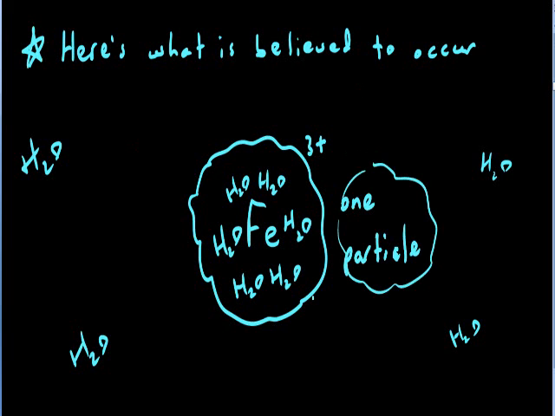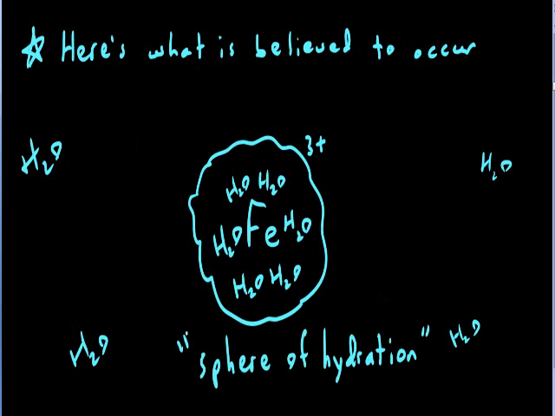What we have here is known as a sphere of hydration that now surrounds our iron ion, and this will behave as a single particle. What can happen now is that one of the water molecules that's attached to the iron can lose a proton to the surrounding aqueous solution, and in this way the iron surrounded by the sphere of hydration of water molecules can behave as an acid.